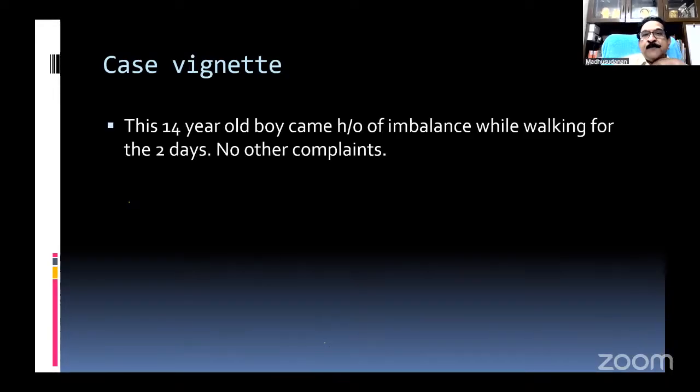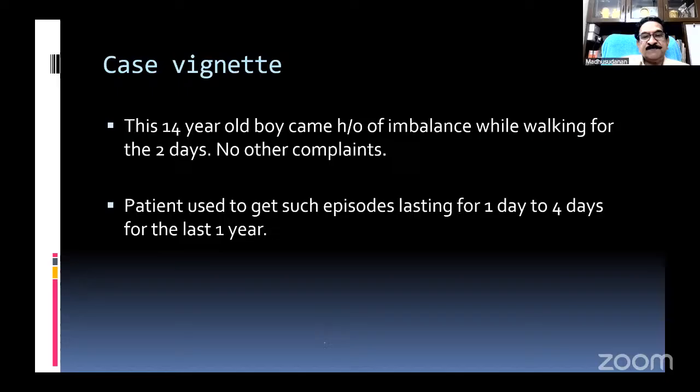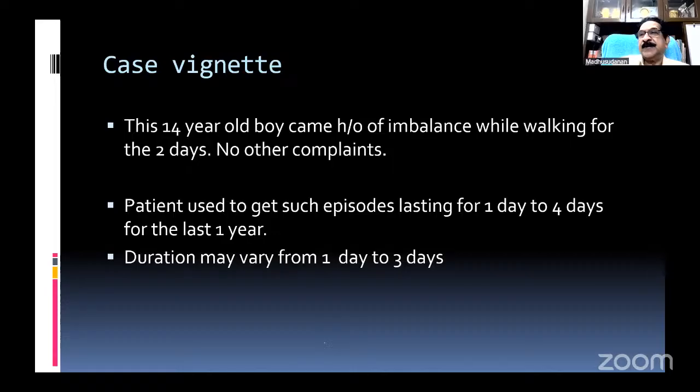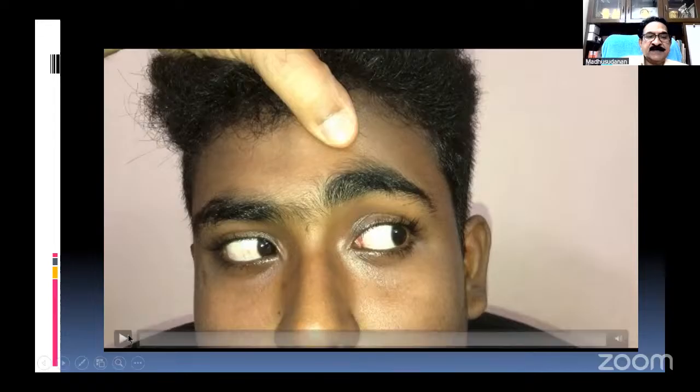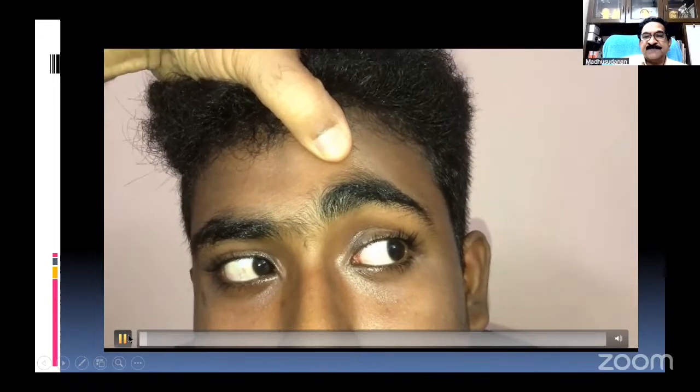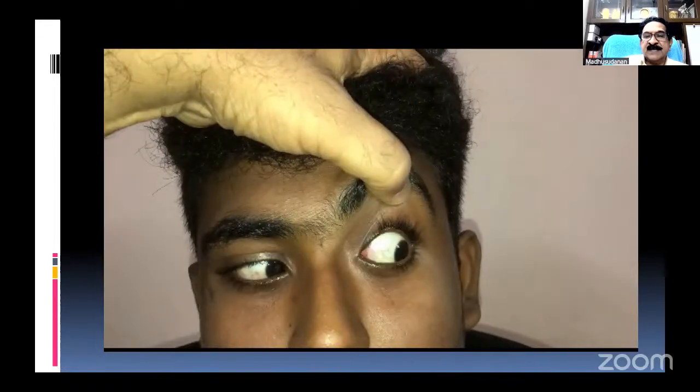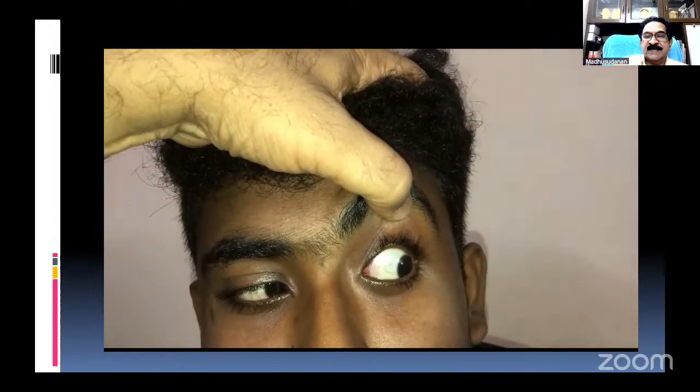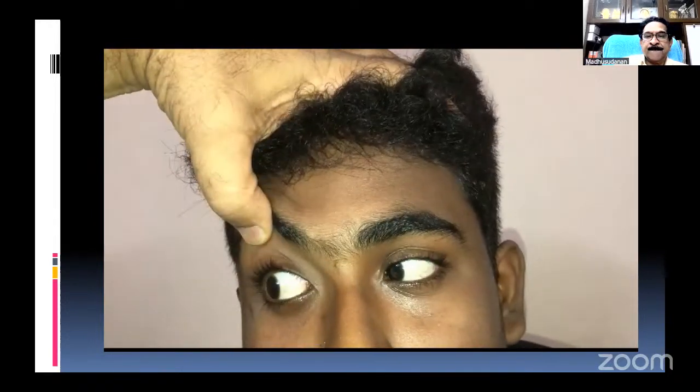This 14-year-old boy came with a history of imbalance while walking for 2 days. No other complaints. But he used to get such episodes lasting for 1 day to 4 days for the last 1 year. Duration may vary from 1 day to 3 days. This is the finding. He has got downbeat nystagmus. It's a classical finding in episodic ataxia, as well as SCA6. They are allelic conditions.